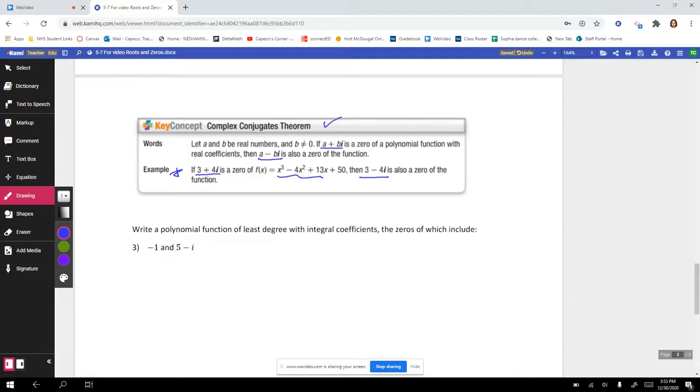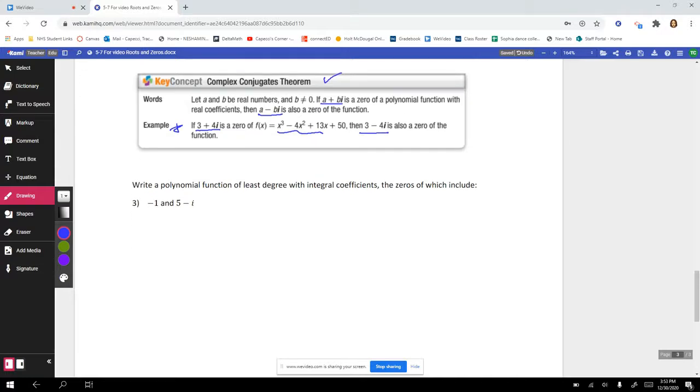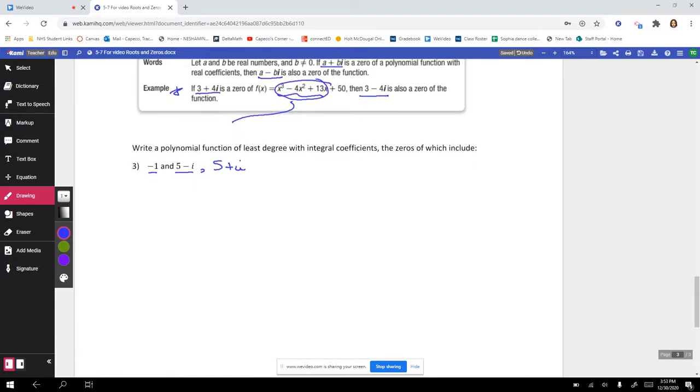So what we're going to do here is write a polynomial function of least degree with integral coefficients, no fractions, the zeros of which include -1, 5 minus i, and because of that theorem we just talked about, we're also going to include 5 plus i. So basically, we're working backwards, and we're trying to get to a polynomial that looks something like that. We don't know how many terms it's going to have yet.